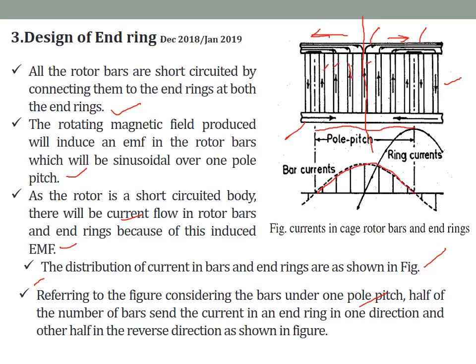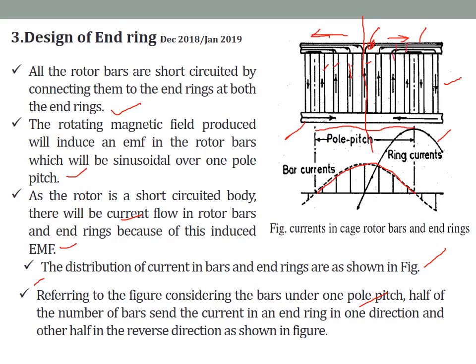Now you can see the end ring current. This is the ring current. At this position, current is not there. At this position in the end ring, only this current is flowing. At this position, these two currents are added. At this position, three currents are added. At this position, four currents are added.